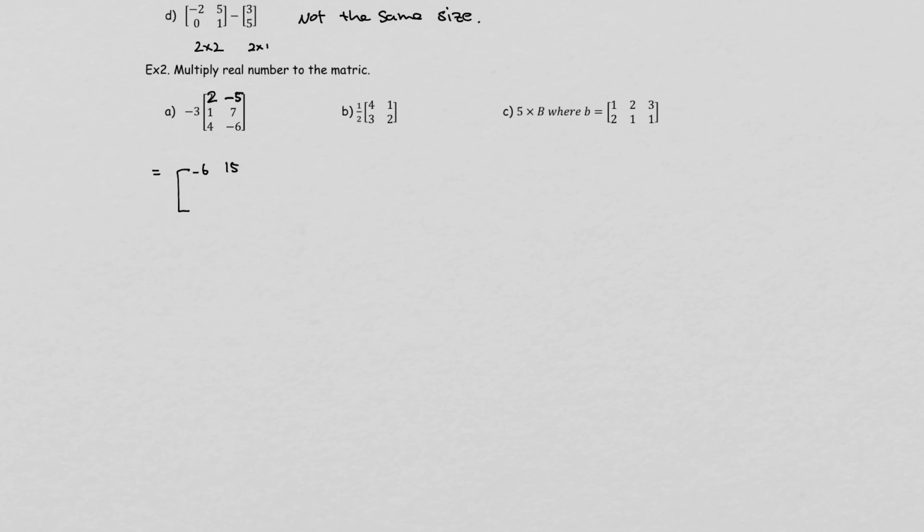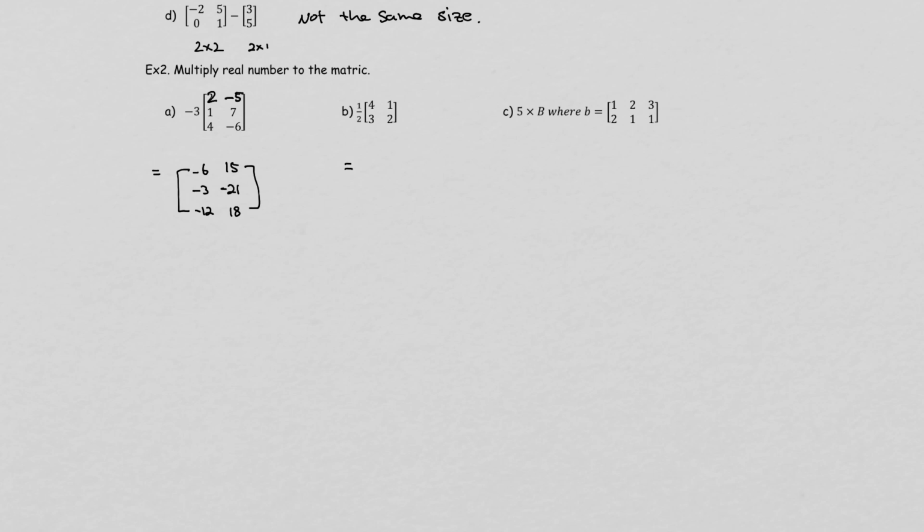Negative 3 times 1 is negative 3. Negative 3 times 7 is negative 21. Negative 3 times 4 is negative 12. Negative 3 times negative 6 is positive 18. So that's how you're going to multiply it.